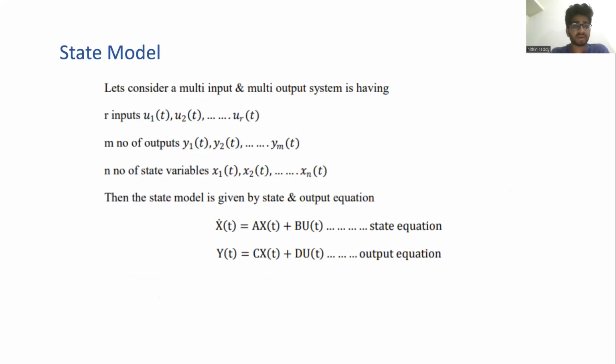State model. Let's consider a multi-input and multi-output system having r inputs u1(t), u2(t), and ur(t), m outputs y1(t), y2(t), and ym(t), and n state variables x1(t), x2(t), and xn(t). Then the state model is given by state and output equations. x dot of t equal to A x of t plus B u of t is the state equation, and the output equation is y of t equal to C x of t plus D u of t.